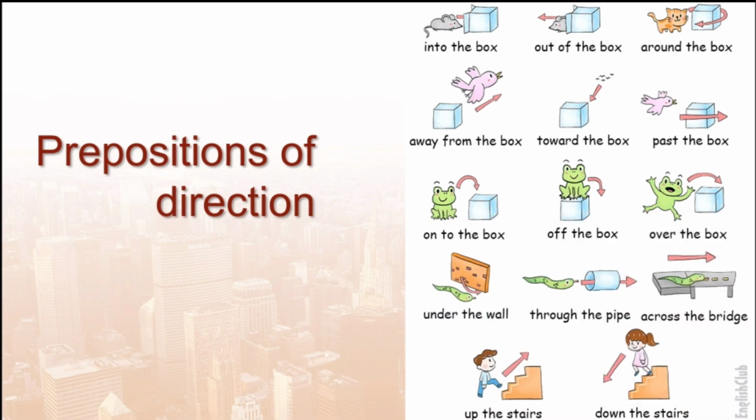Now next we move on to prepositions of direction. Prepositions of direction are similar to prepositions of place, but the only difference is that in this case your noun is moving. That is, these prepositions of direction show the movement of an object or a person. So let's see the examples.